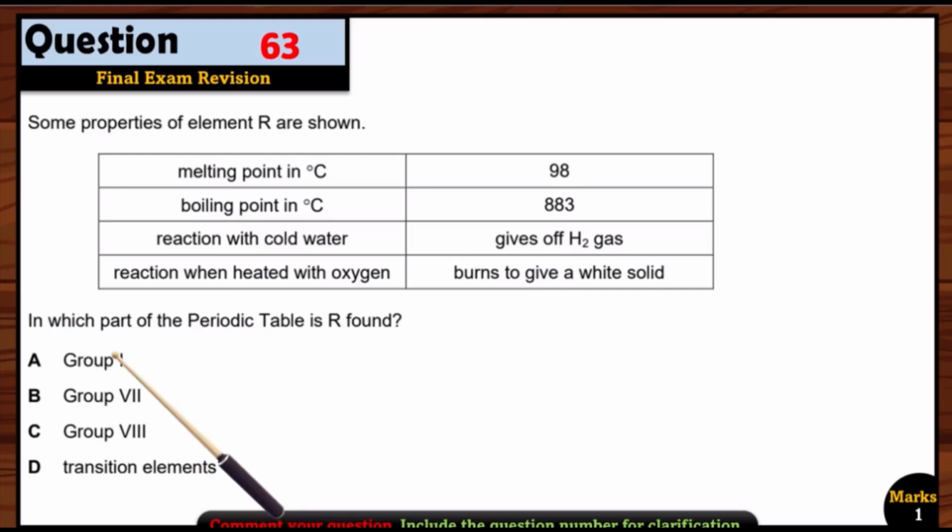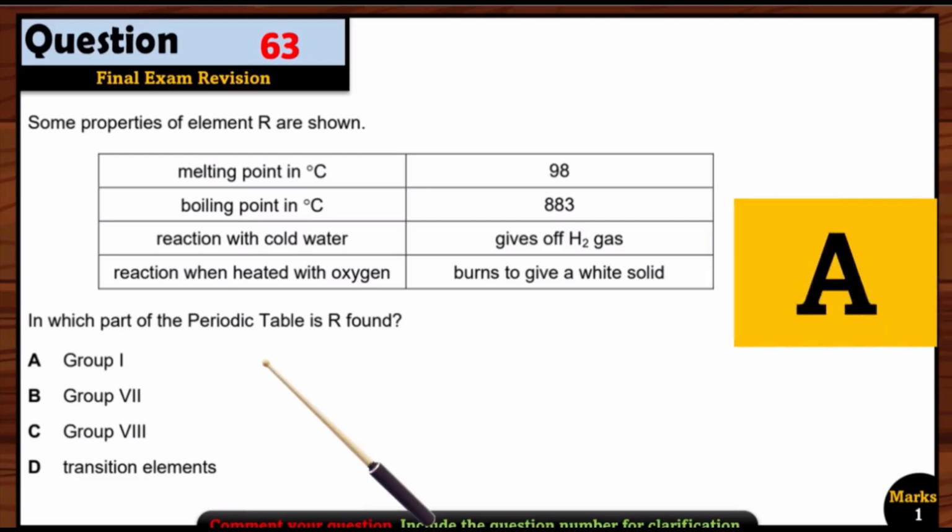Option A is the right option here, because group 7 and 8 both don't belong to the metallic group, right? So B and C we have already deduced. Now we are left with A and D, and for transition elements, we have to remove this option because it gives off hydrogen gas when reacting with cold water. Transition elements mostly don't react with cold water. They are least reactive, and also burn to give a white solid, and usually the transition elements give colorful compounds. Remember that. So that's why option D is rejected. So we are just left with option A. So option A is the right option here.